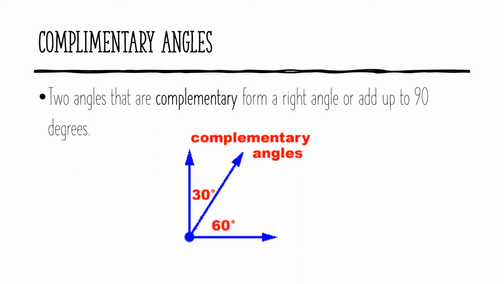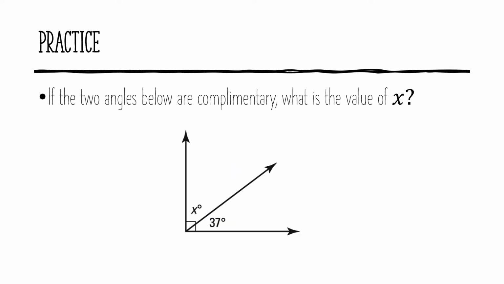Complementary angles are very similar to supplementary angles in that instead of adding to 180 degrees, they add to 90 degrees. So complementary angles add to 90 degrees. For example, 30 and 60 together make 90, so those are complementary angles, which together make a right angle. If two angles below are complementary, for example, what would be the value of x? Well, this one's 37. Then x has to be whatever adds to 90. So in that case, 90 minus 37 means x must be 53.